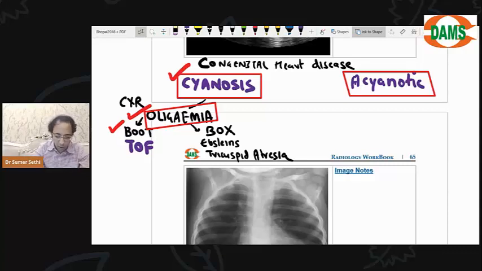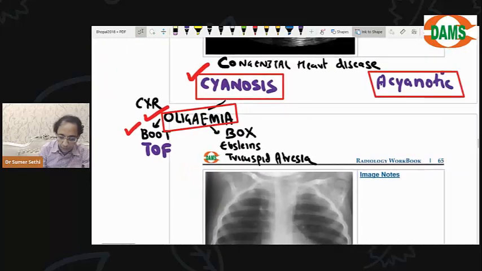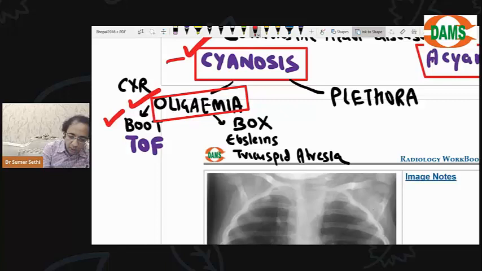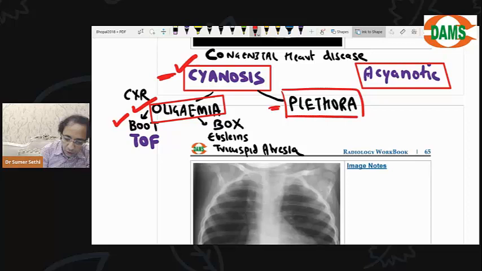Okay, very good now. So if the heart is shaped like a box, then you think of Epstein's and tricuspid atresia. If you have increased vessels, more vessels in the lung than normal, we will call it plethora. प्लेथोरा मतलब होता है एक्सेस. अगर मरीज को क्लिनिकली साइनोसिस है, एक्सरे पे लंग में बहुत ज्यादा लाइंस दिख रही हैं, so the patient has cyanosis clinically, but the lungs have increased vascularity. Okay, then we will call it plethora. Oligemia मतलब reduced vascularity beta. Increased vascularity is plethora.